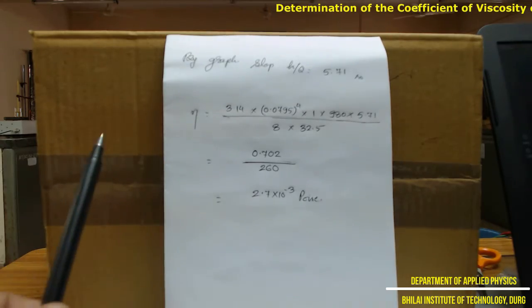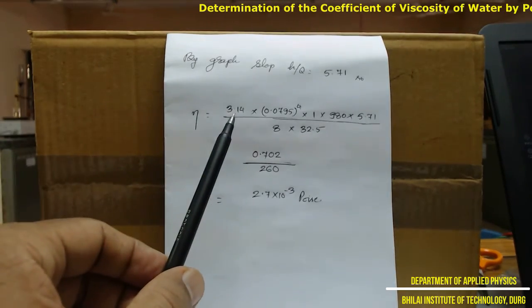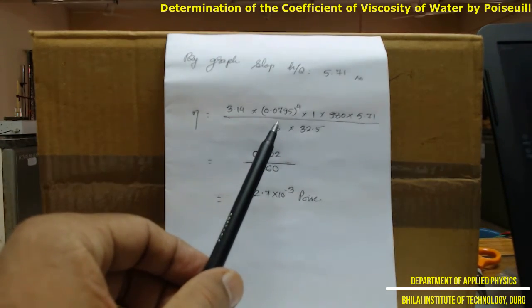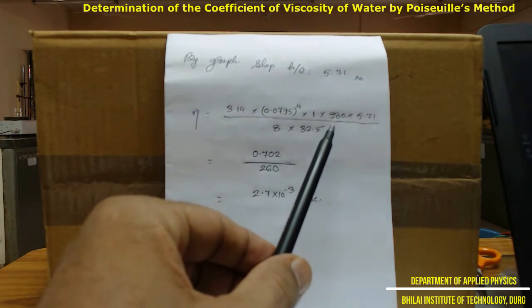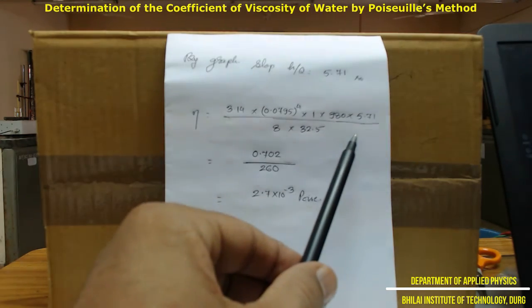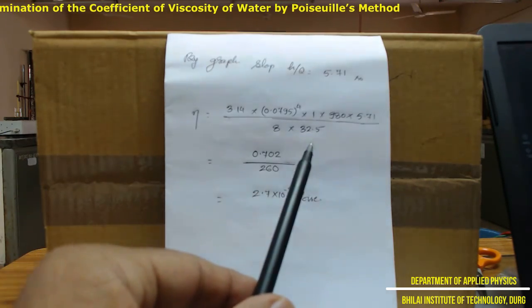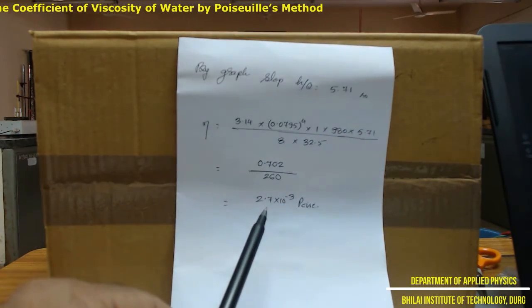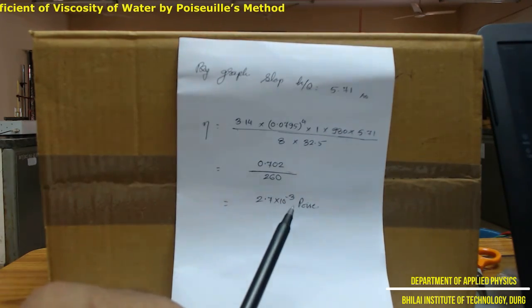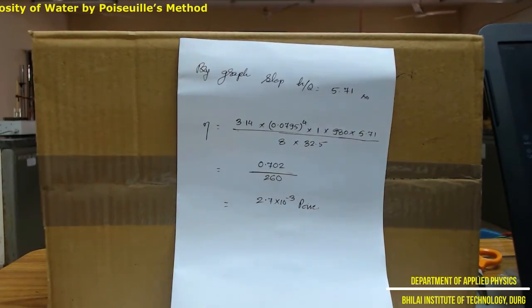If we take the value of h by Q from the graph, then the only difference will be, it is the same 3.14 multiplied by 0.075 whole to the power 4 multiplied by 1 gram per cc multiplied by 980 centimeter per second squared multiplied by, instead of 6.22, we are keeping 5.71, divided by 8 into 32.5, which is equal to 0.072 divided by 260, which comes to be equal to 2.7 into 10 raised to minus 3 poise, which is again very near to the actual value of the viscosity of water.